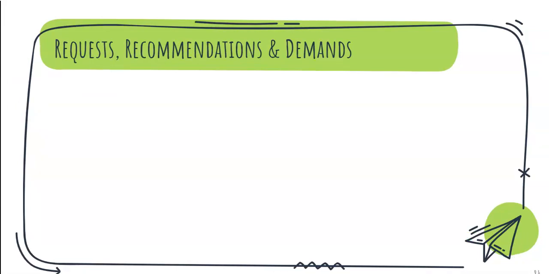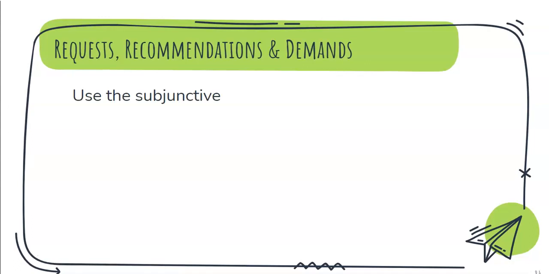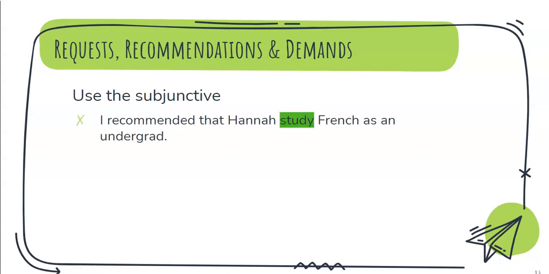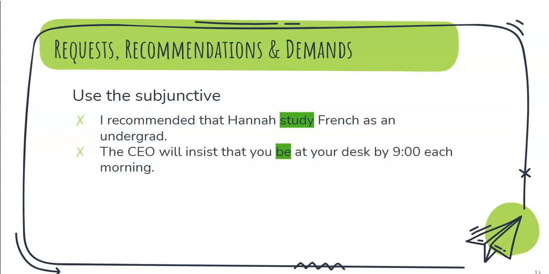In that clauses, following verbs such as ask, insist, or suggest, use the subjunctive to express a request, a recommendation, or demand. Use the base form of the verb in the that clause. In this sentence, "I recommended that Hannah study French as an undergraduate," the subjunctive verb is study. "The CEO will insist that you be at your desk before 9 each morning." Here, the subjunctive is be, since this is a demand by the boss.